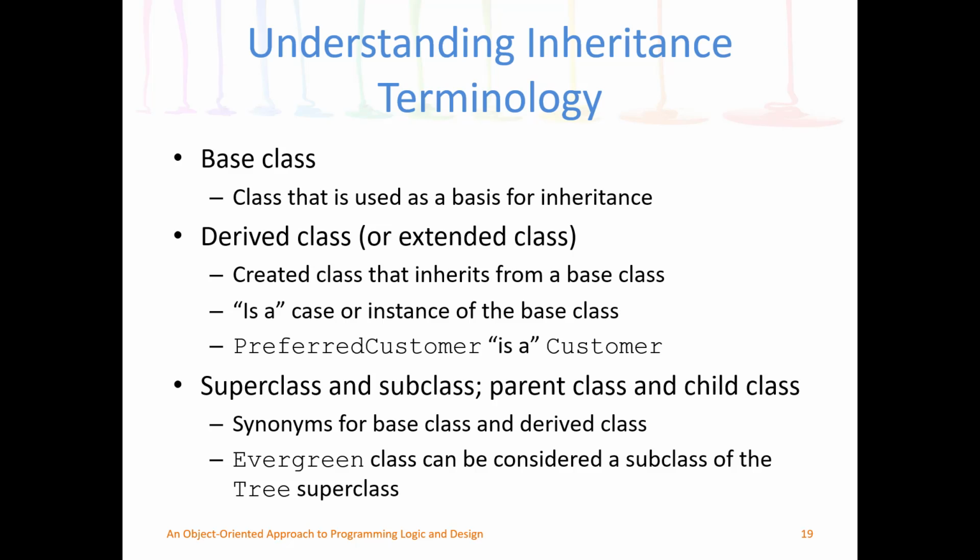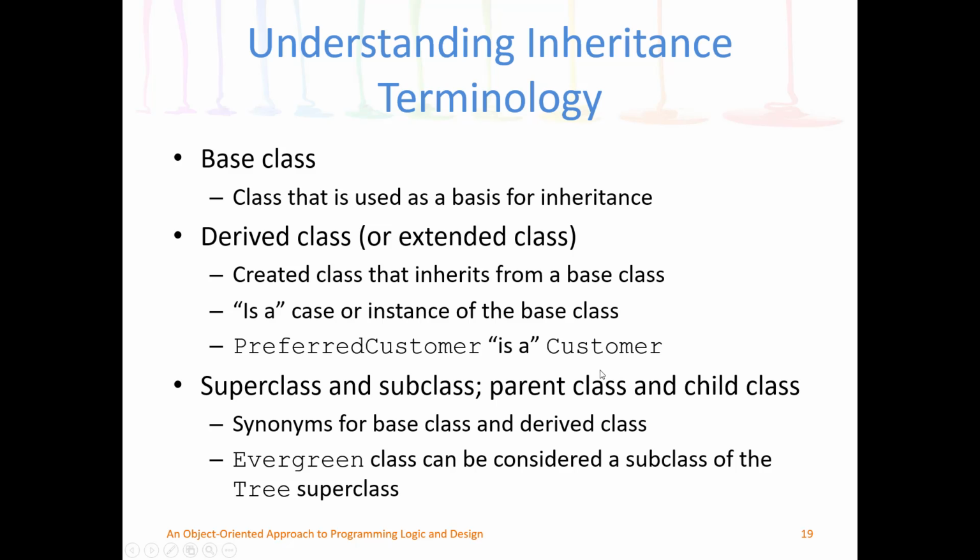Now, just to understand terminology, the class that is used as the basis for inheritance, customer, is the base class. It's also known as the parent class. The derived class or extended class is the class that inherits from the base class. In this case, preferred customer is the derived class, extended class, also child class. Base class is also known as superclass, and derived class is also known as subclass. Most of the time, I will use parent class and child class.